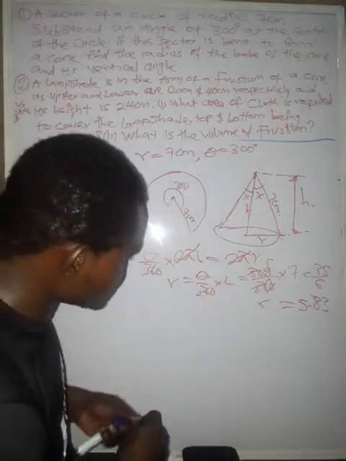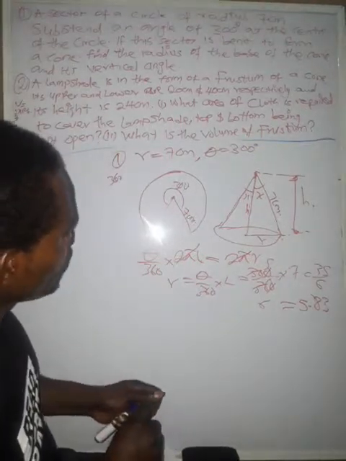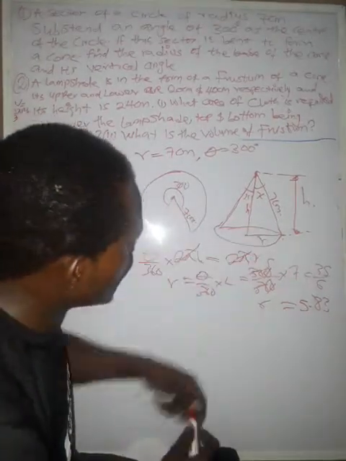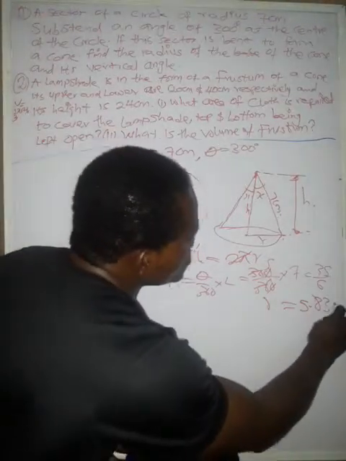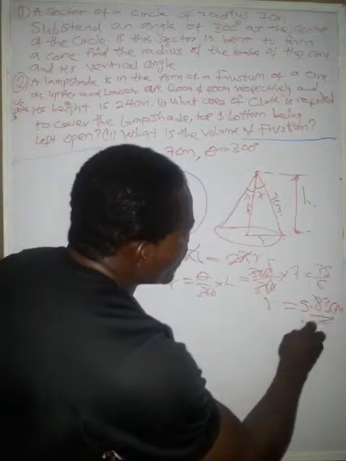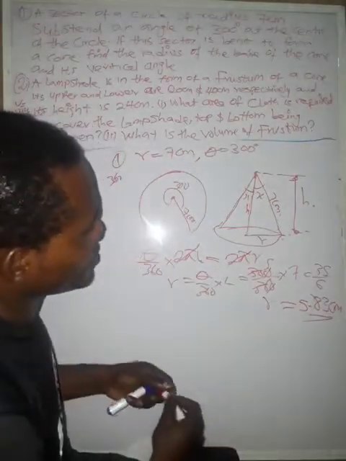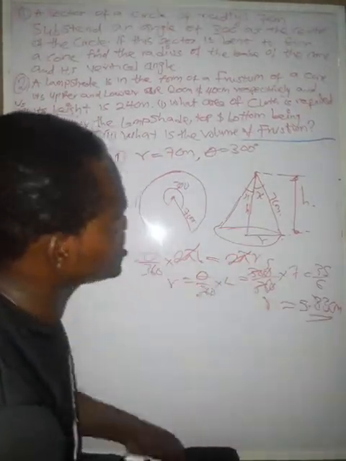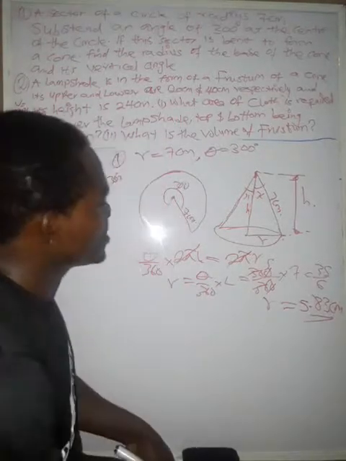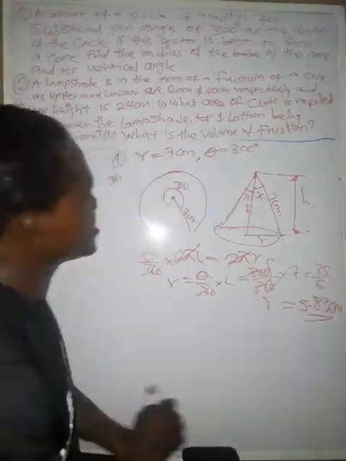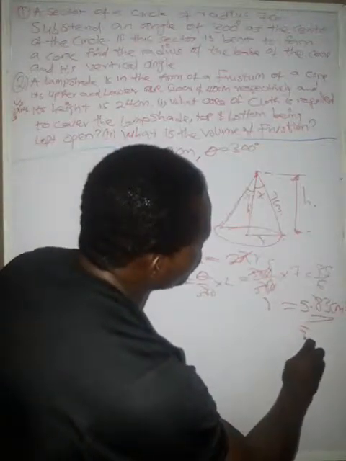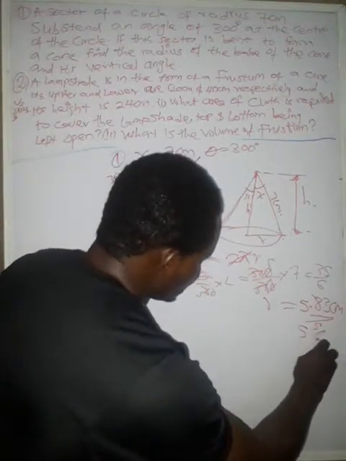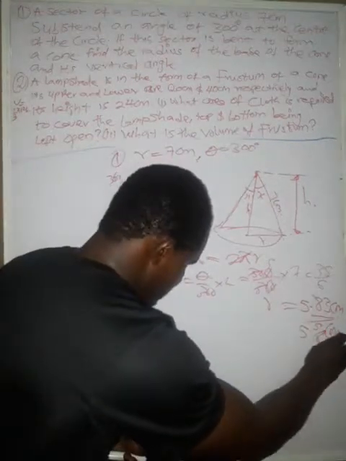Then the next thing is to look for. I've gotten R. Here is my R. R is equal to 5.83 centimeters. Don't forget your unit. Then you can use your calculator, which means 35 over 6. You can write it as 5 whole number 5 over 6 centimeters.